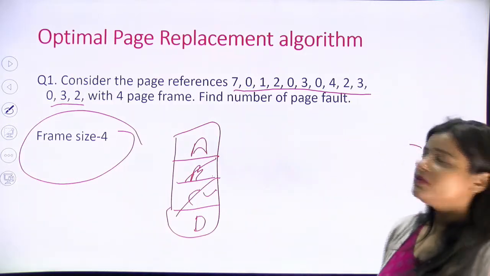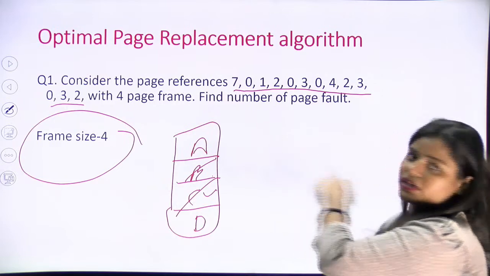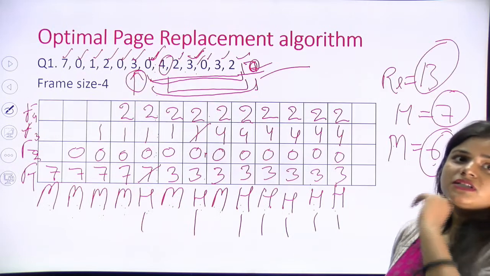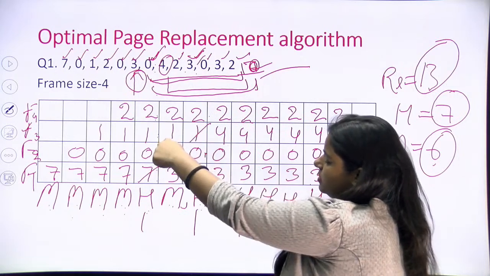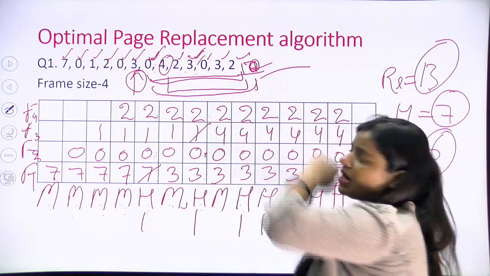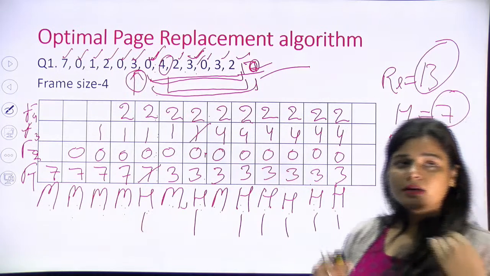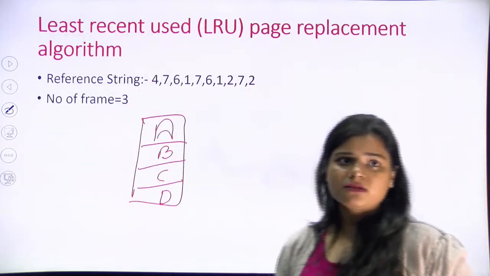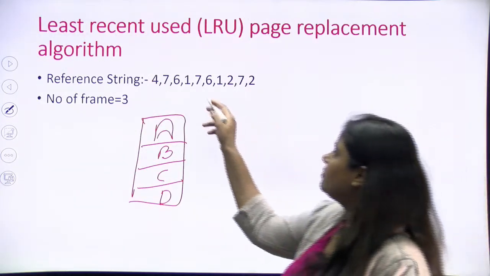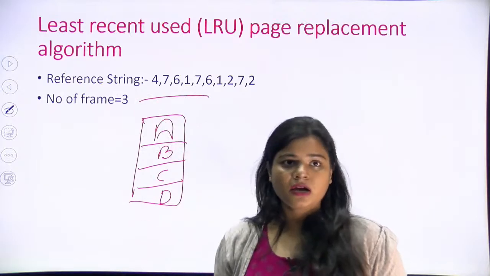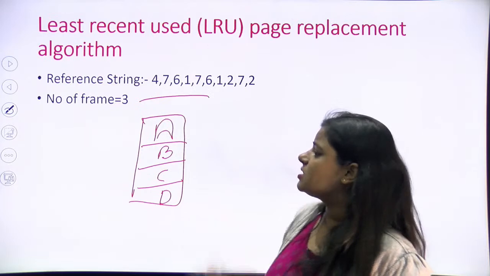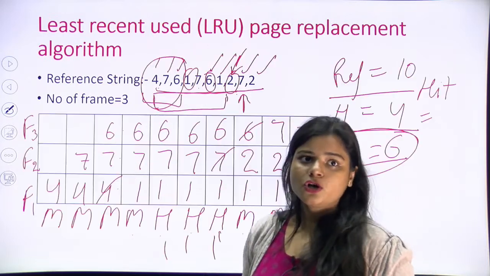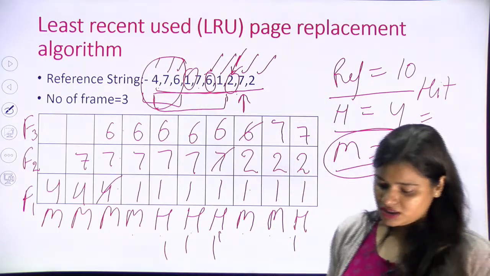And in optimal we will see the future string and we will see which frame among the current frames will come last in the future. Okay, and the opposite concept of optimal page replacement we are using as LRU. Here we will see the past string and the page which is least recently used in our past string. So it was all about these three algorithms.